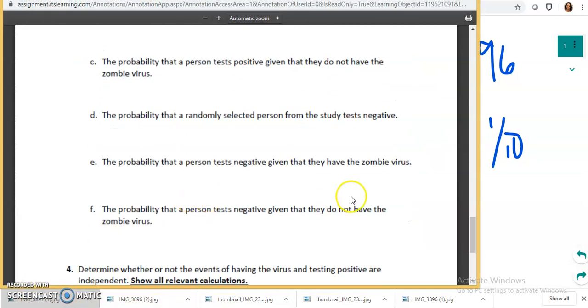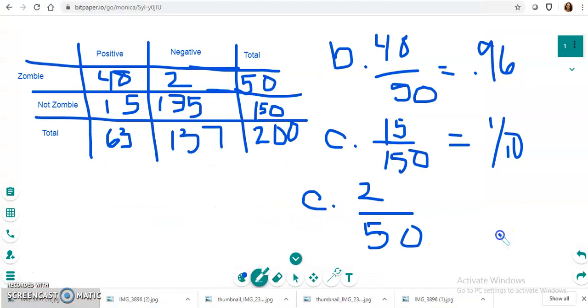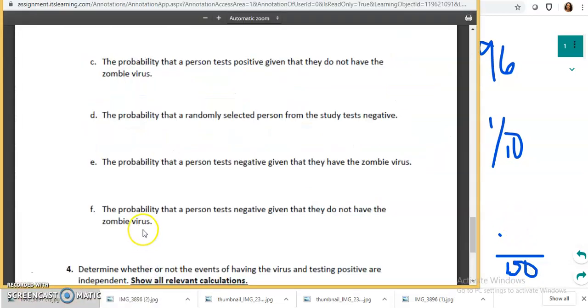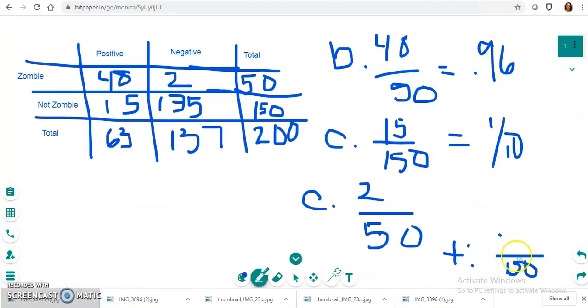And then the probability that a person tests negative given that they do not have the zombie virus. Okay, once again, we have the probability that a person tests negative given that they do not have the zombie virus. So all of these people do not have the zombie virus. This is F. So again, this is out of 150. And we want the people that test negative. Let me go back. Person that tests negative. So that's 135. And again, this was the exact same probability that you came up with using your formula.